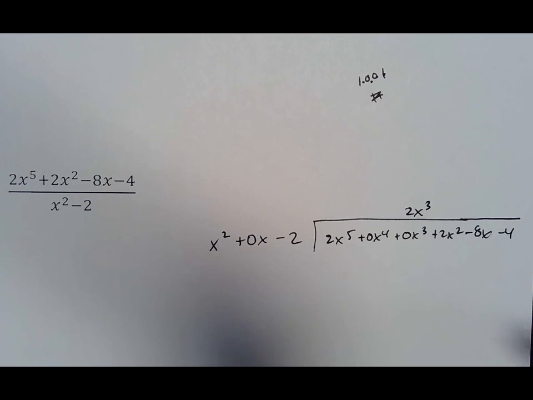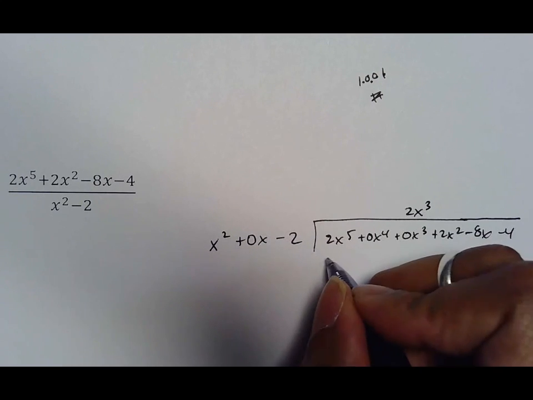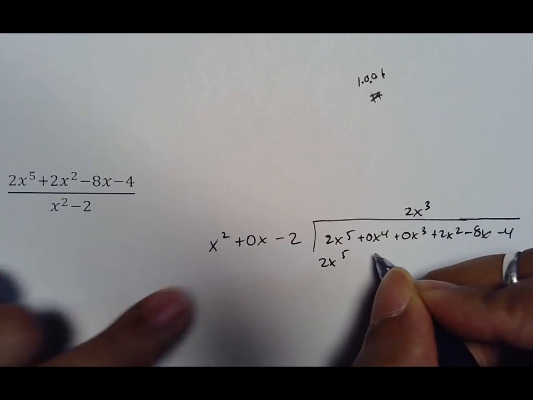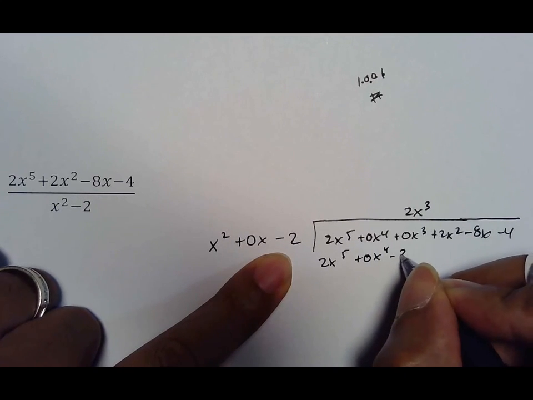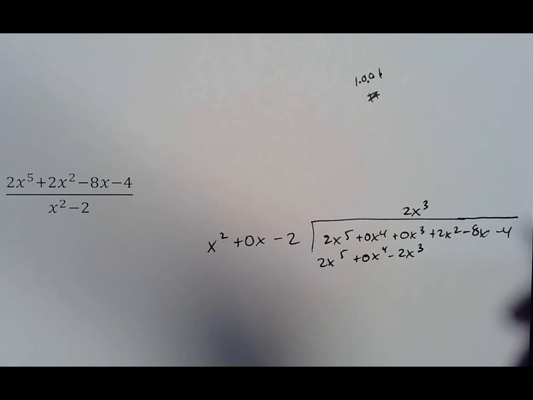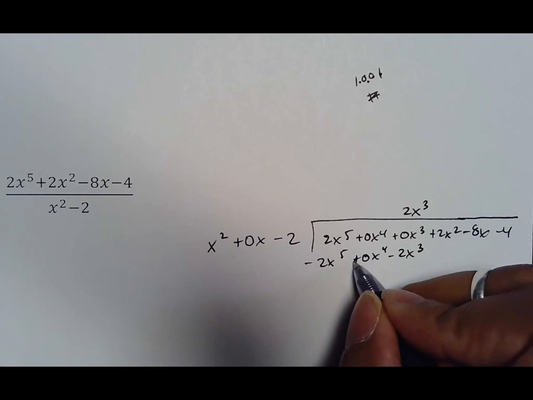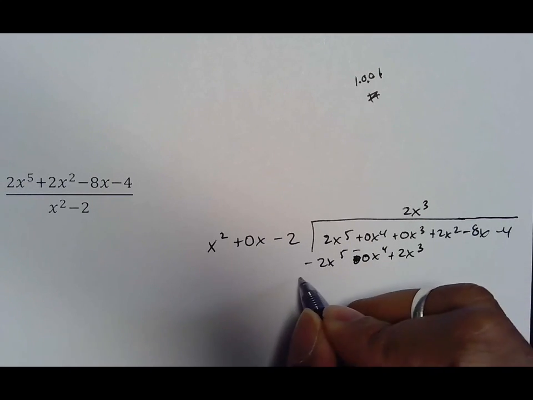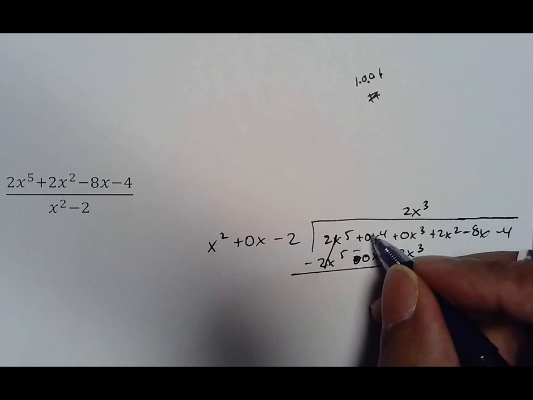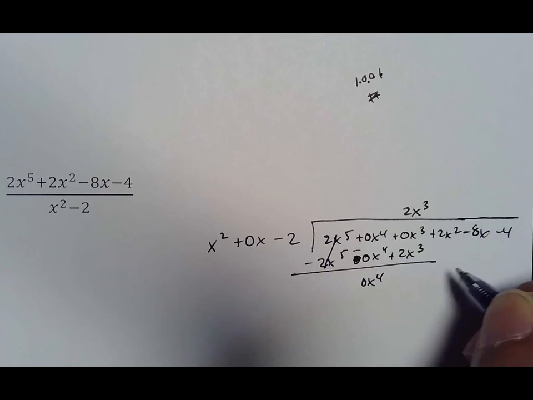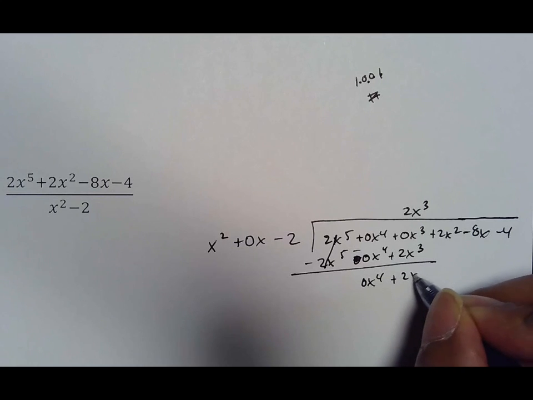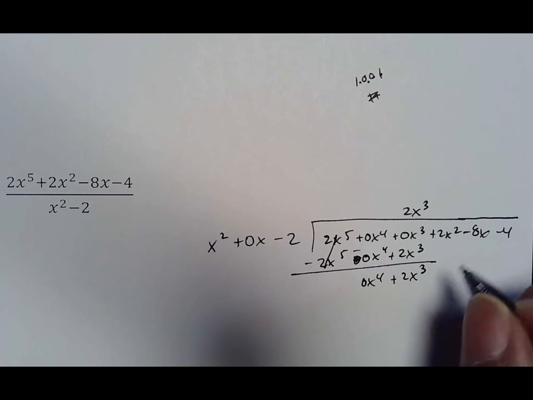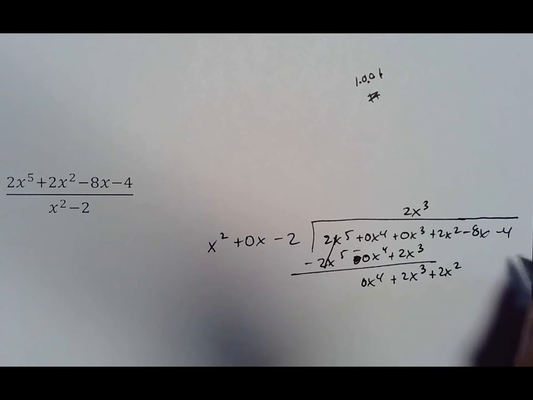So it's not overall ugly. It's not overall mean. It is just ugly. I'm sorry. Now you multiply. So you get 2x to the 5th plus 0x to the 4th minus 2x to the 3rd. You switch all your signs. You add your terms. That makes 0x to the 4th. Yes, we must put our 0x to the 4th. 0 plus 2 makes 2x to the 3rd. And then we bring down our next thing, which is plus 2x squared.